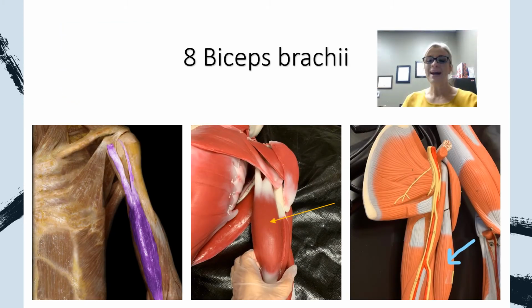This is the biceps brachii, which means two-headed. And of course, it's in the brachial area, and it is going to flex the forearm, the long head, and supinate as well.